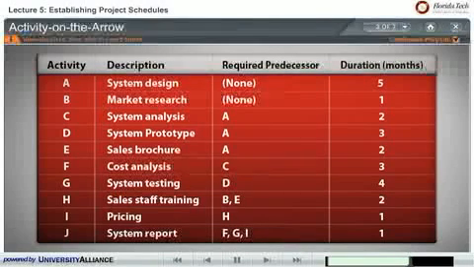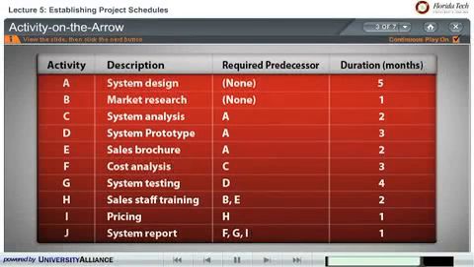Now let's look at activity G. Activity G is system testing. The predecessor for activity G is D, which means that the system prototype must be accomplished first. That must be developed first before any system testing can actually be accomplished. Now let's look at activity H for sales staff training. In this case, there are two predecessors, activity B and activity E. That means until the market research is completed and until the sales brochure is developed, the sales staff training cannot be conducted.